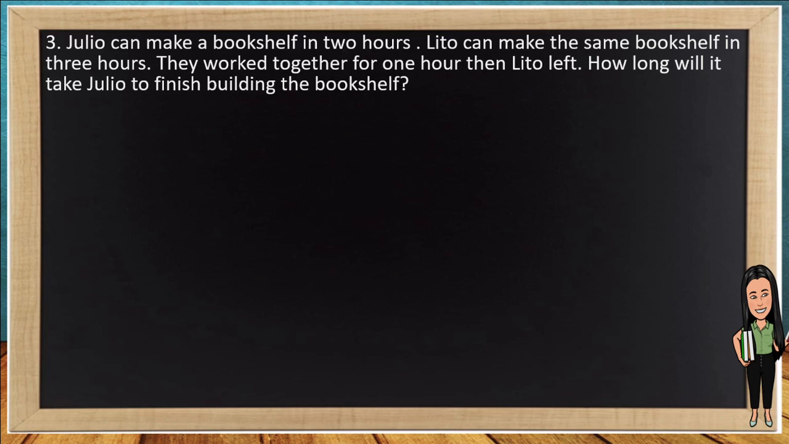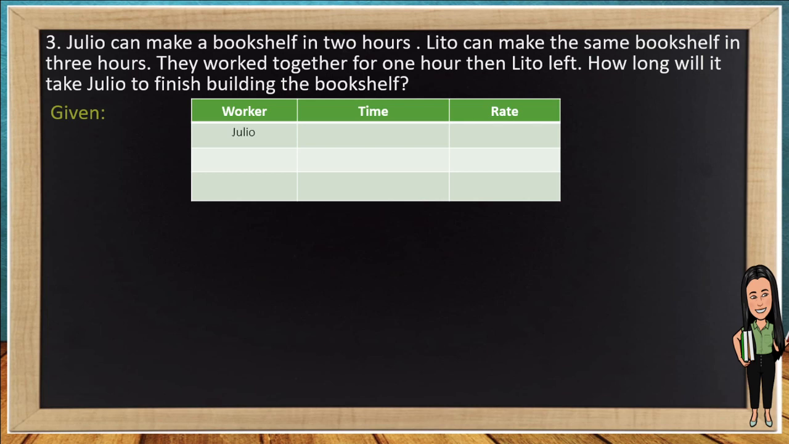Analyze muna natin yung mga given. So, dito, we have two individuals, Julio and Lito. Based on the question, Julio can finish it in 2 hours. Si Lito naman, 3 hours. So, yung rate ni Julio is 1/2, rate ni Lito is 1/3.